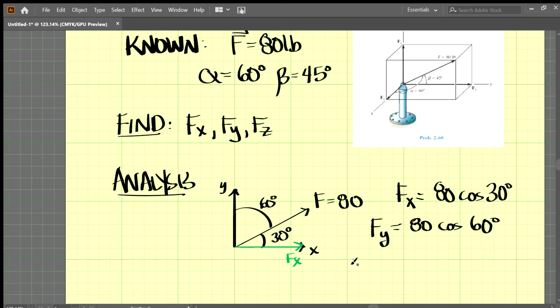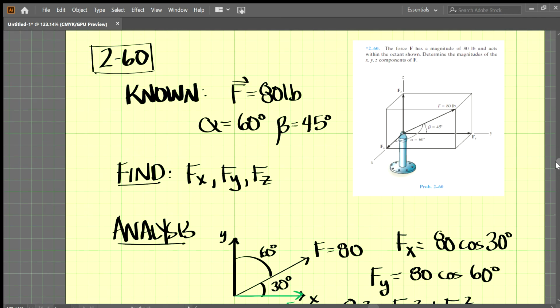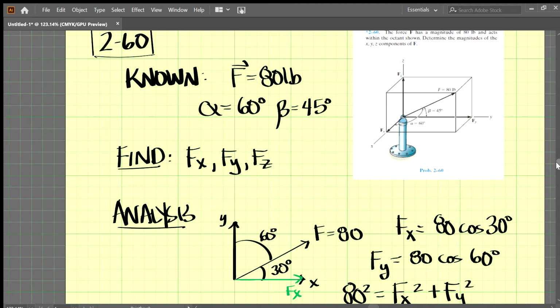But another way to do that is using the Pythagorean theorem. We know 80 squared must equal Fx squared plus Fy squared. So if we've already figured out Fx, we can put it into this equation and solve for Fy. Okay, so let's remember that when we go to 3D. Let's not let the 3D part of this problem intimidate us.